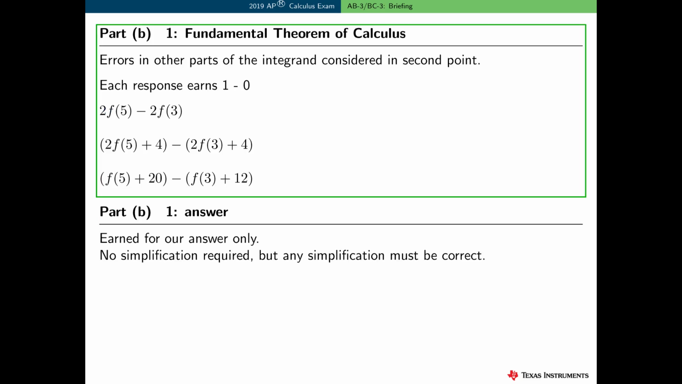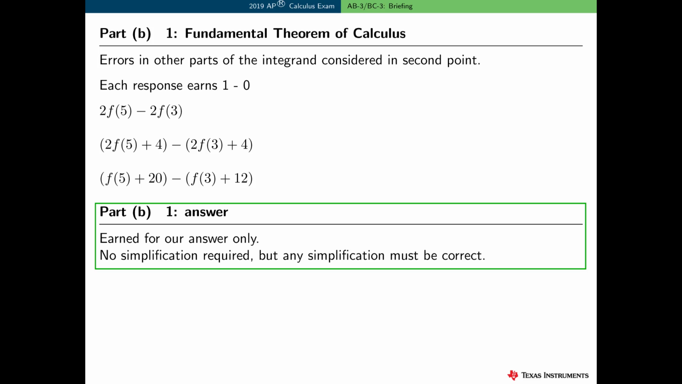So, for the first point, we're really focusing on the definite integral from 3 to 5 of f prime of x dx. Errors in other parts of the integration are considered in the second point. Therefore, each of these responses earns the first point, but not the second. The second point in Part B was for the answer. This was earned for our answer only. And remember that no simplification is needed, but any simplification that is presented must be done correctly.